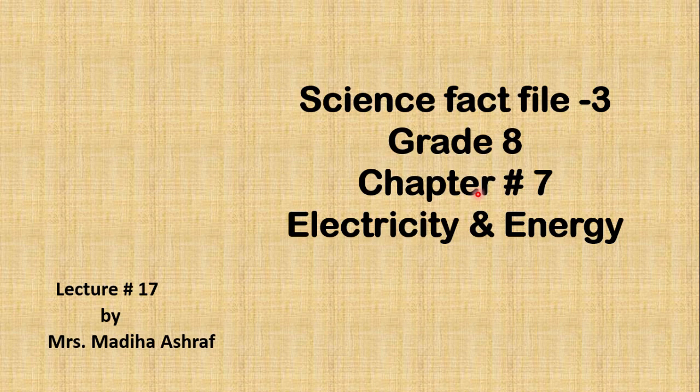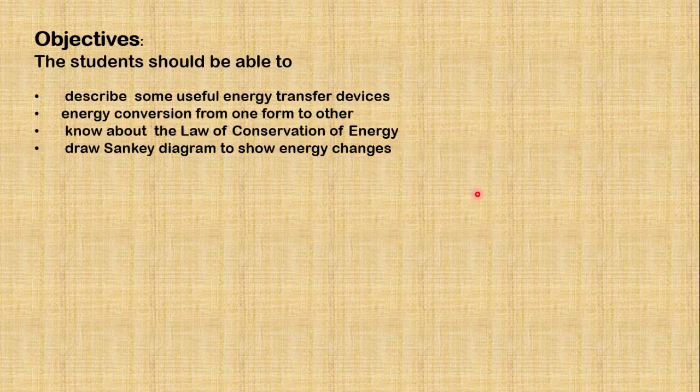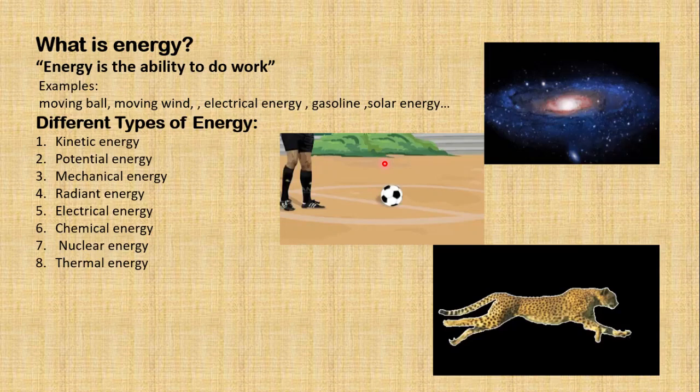Today we are going to start a new chapter, chapter number 7, that is electricity and energy. The objectives of this lesson are, at the end of this lesson, you will be able to describe some useful energy transfer devices, energy conversion from one form to other. You will know about the law of conservation of energy, and you will be able to draw the Sankey diagram to show energy changes.